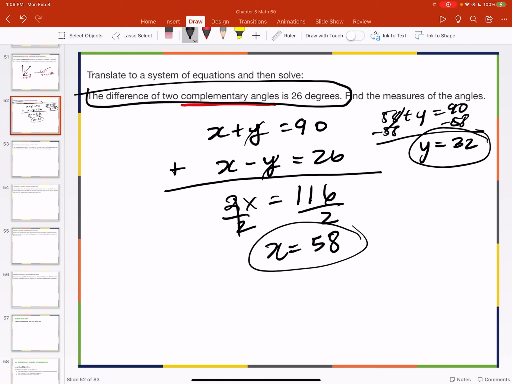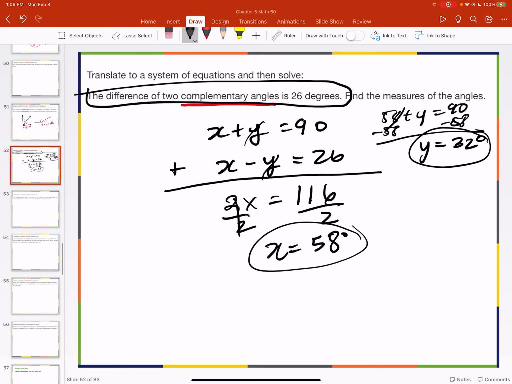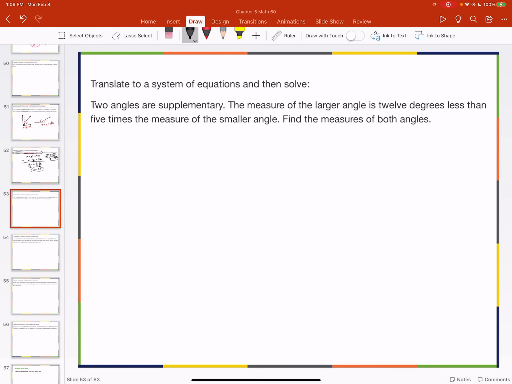Okay, so that's it. The two angles are 58 degrees and 32 degrees. So degrees, this little symbol, a little circle, means degrees. Okay, two angles are supplementary. So just this first sentence tells me that x plus y is equal to 180.